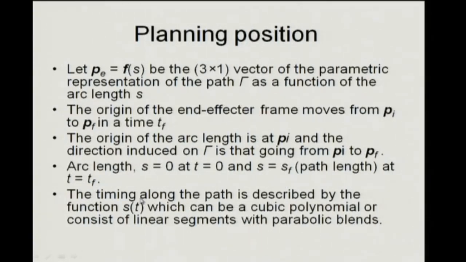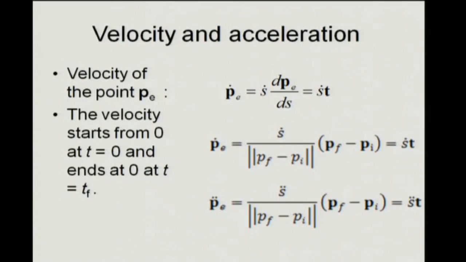So all we do is define the timing along the path by the function s(t), which can be a cubic polynomial or consist of linear segments with parabolic blend, and so on and so forth. And then the problem is roughly solved. So once you have it, the velocity of the point Pe is P dot, which is s dot dP/ds, that's equal to s dot t.